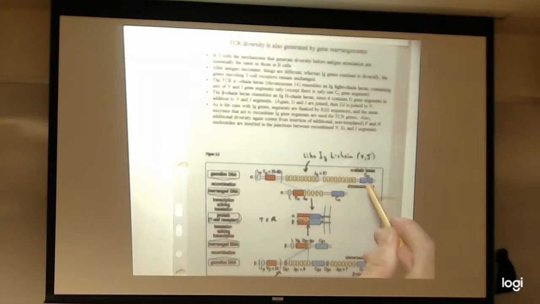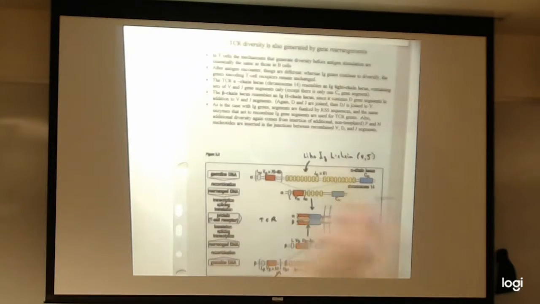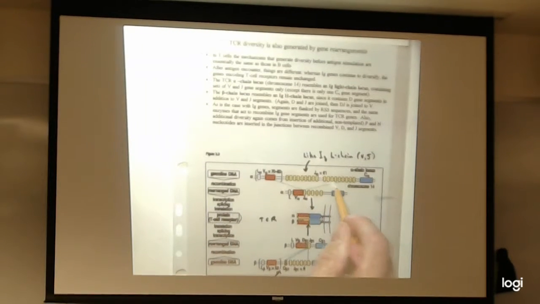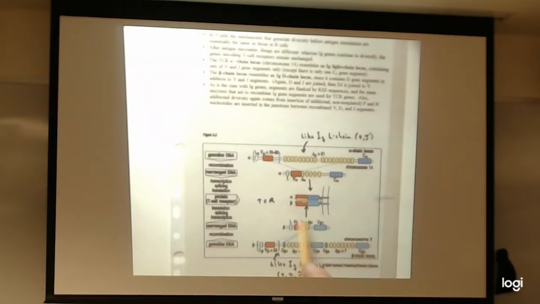We will express it after we have picked a particular V box and a particular J box and brought them close together at the level of DNA, and now we can make that RNA here, which will code for the alpha chain protein. And similarly with the beta chain, which is analogous to the heavy chain of antibodies.